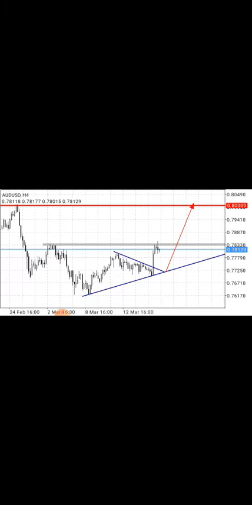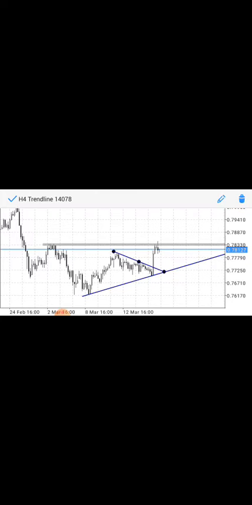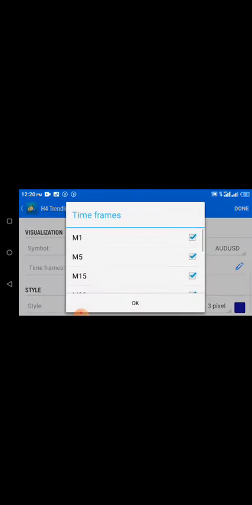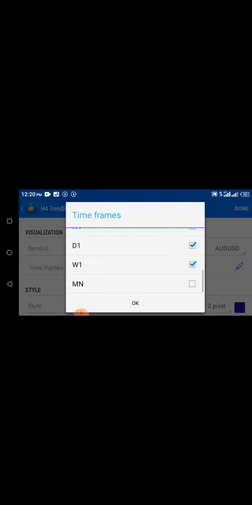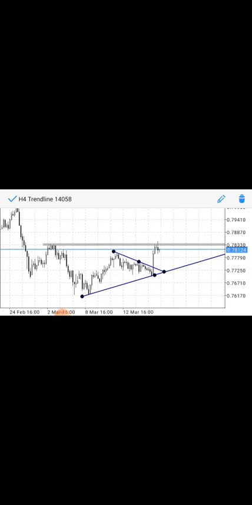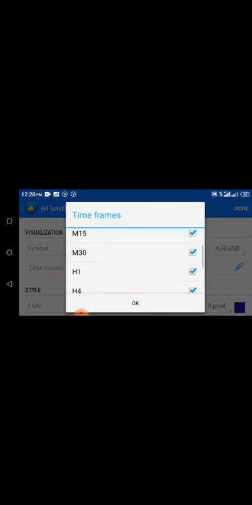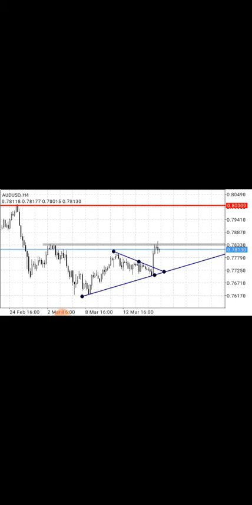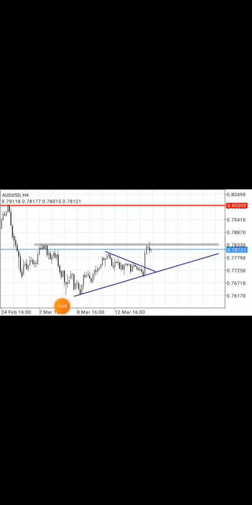This trend line used to scatter. If you are using a phone, it will scatter on the lower time frame. So I will make these non-visible to the lower time frames.